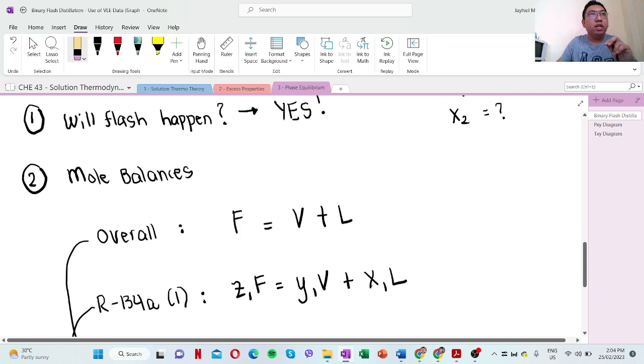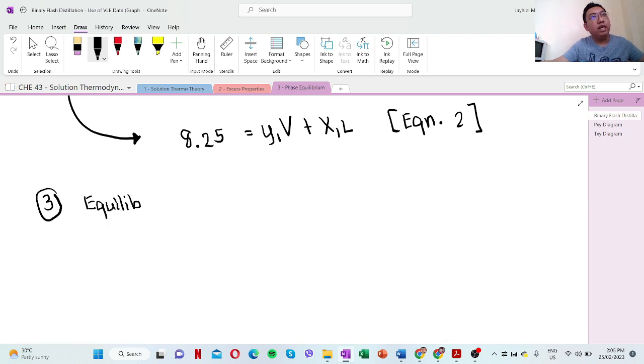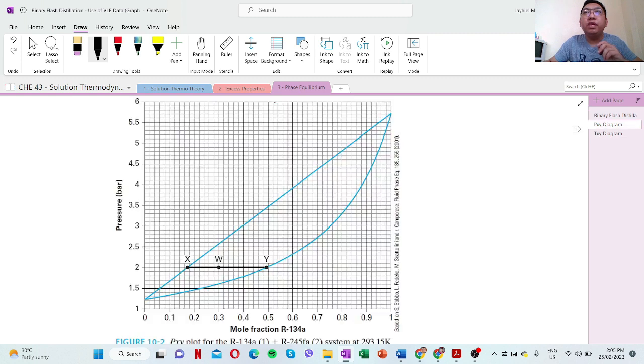So the first thing that we can actually determine are the equilibrium compositions. So that's actually the first thing that you can get from the VLE data in a binary flash distillation problem. For this one, the conditions for the feed are 3 bars and 0.55, not moles, or 55 mole percent. Did I plug it in correctly?